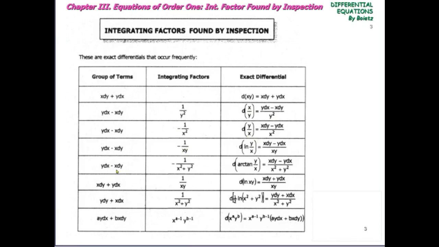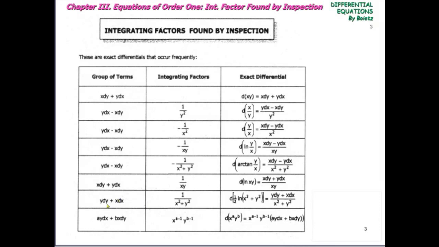Then similarly, if you can see this simplified term, then multiply this by negative 1 over x squared plus y squared, this will become exactly the derivative of arctan of y over x. Pagka positive, arctan of x over y. So hindi ko na nilagay dito yung iba pa. Then ito naman, x dy plus y dx, parang katulad nito. If you multiply this by 1 over xy, this is exactly derivative ng ln of xy. Derivative ng ln u is du over u. Di ba?